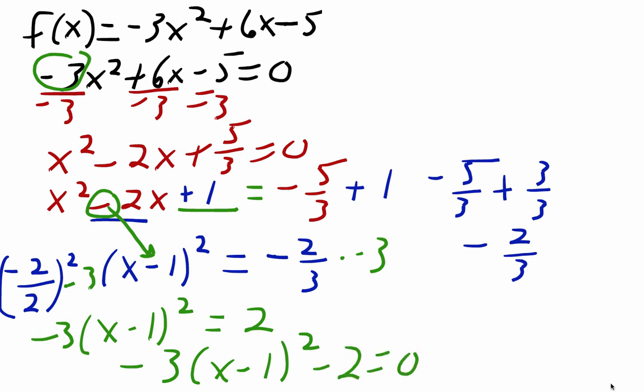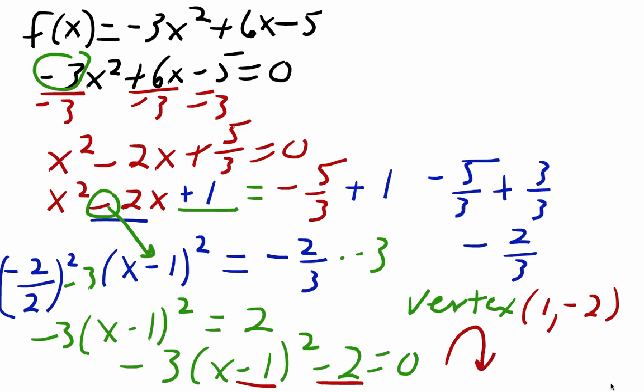So then we would have our answer, our vertex. You always take the opposite of what that is. Since it's a negative 1, it'd be a positive 1, and this just stays whatever it is, negative 2. It's going to go downwards, because we have this negative 3 right there. So it's going to go downwards, and our axis of symmetry is x equals 1.